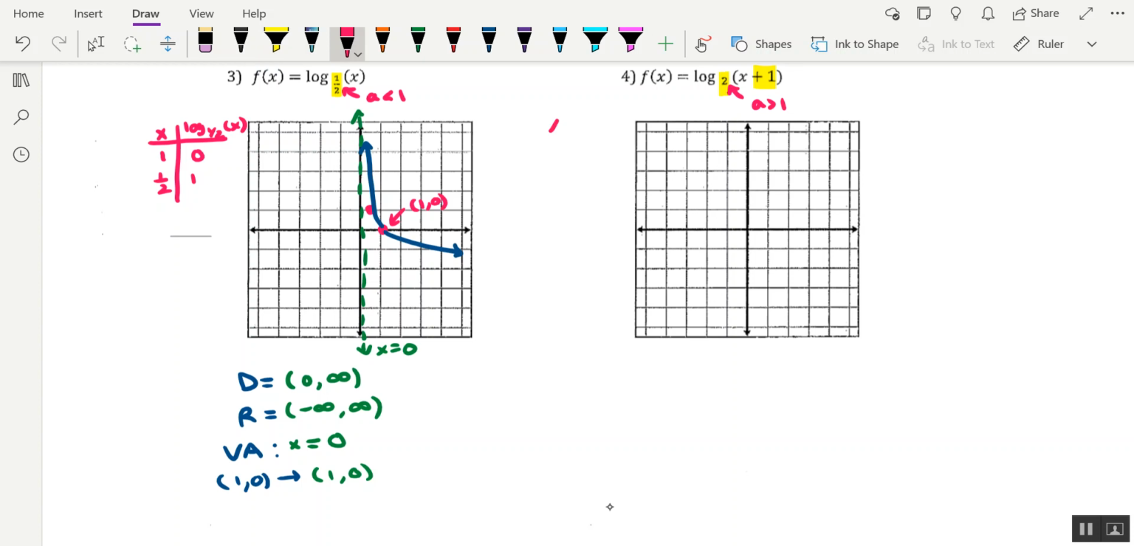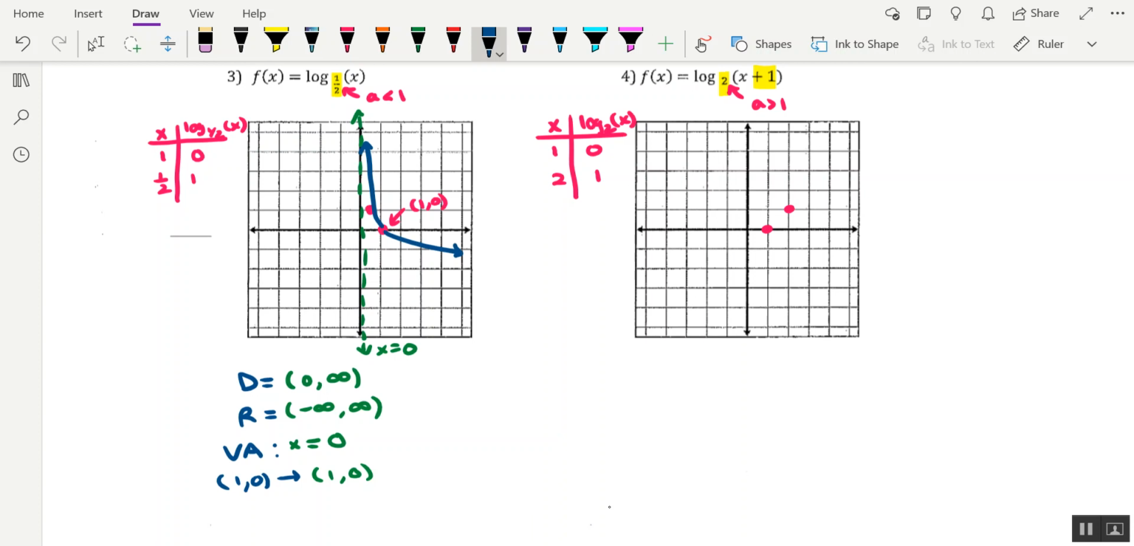And I'm going to make a mini table for log base 2 of x. So this would be the most basic version of this function, in particular the function without a transformation. So without transformations, 2 points on this graph would be 1 comma 0 and 2 comma 1. So I'm going to plot those 2 points, 1 0 and 2 comma 1.